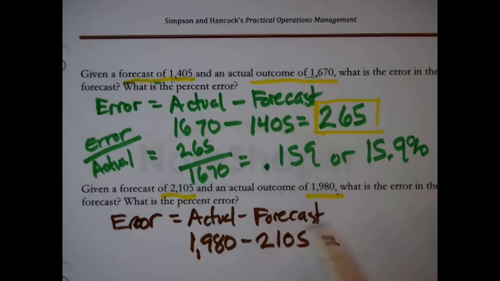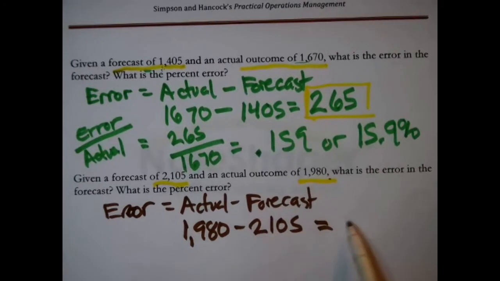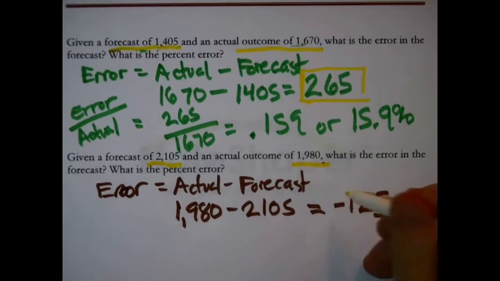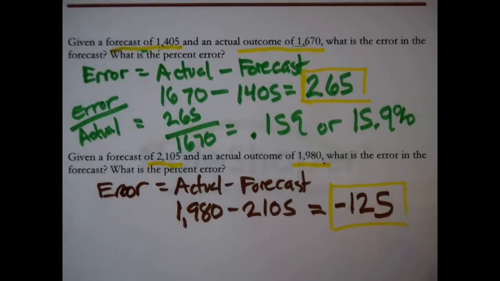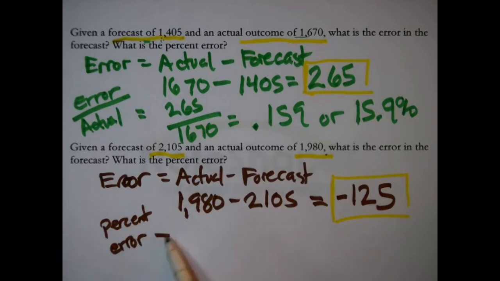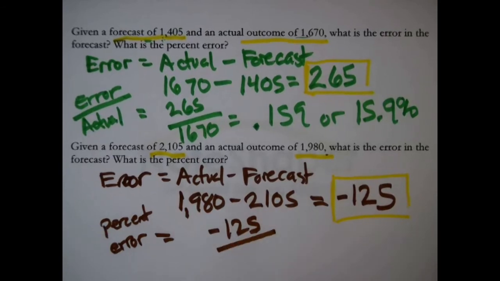The error in this particular forecast is negative. You get a negative 125. Okay, that's what it is. That's the answer. What's the percent error? It's the same formula as last time. That would be negative 125, the error itself, divided by the actual.